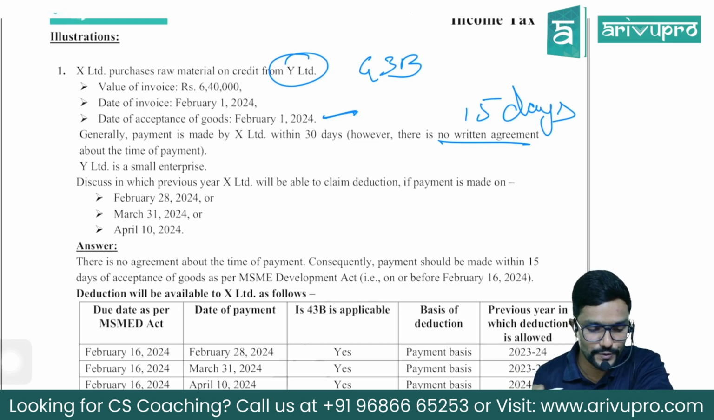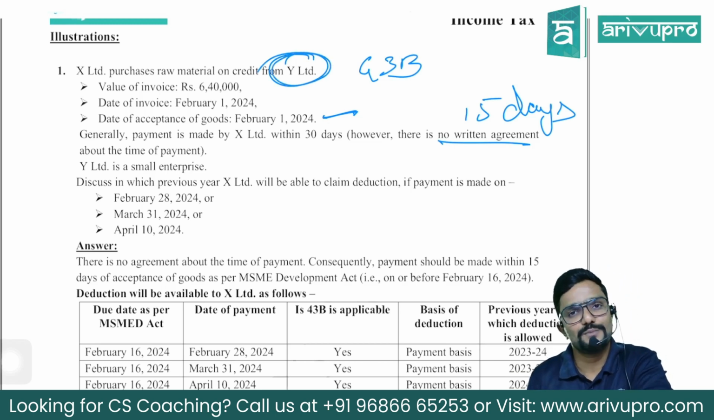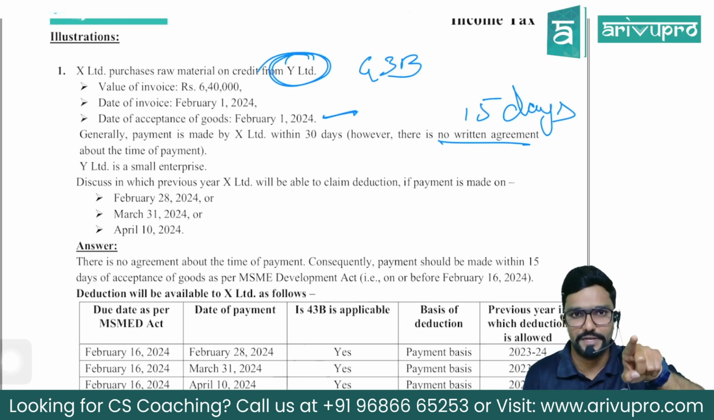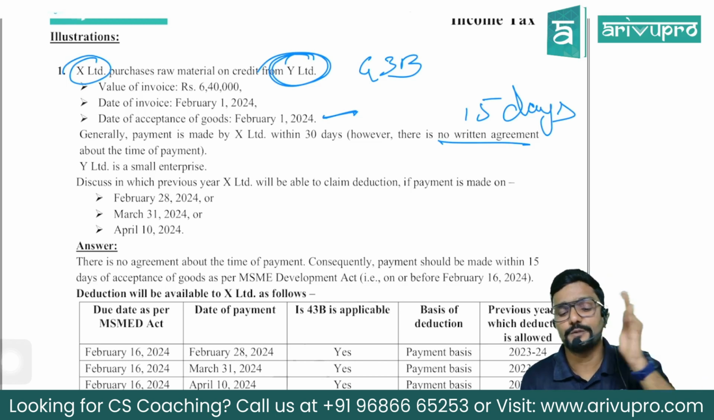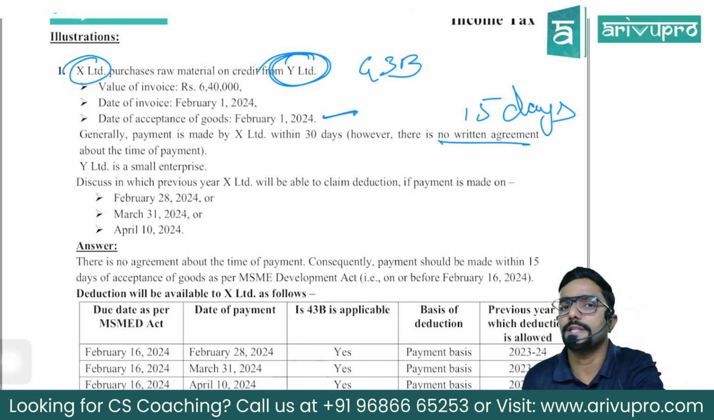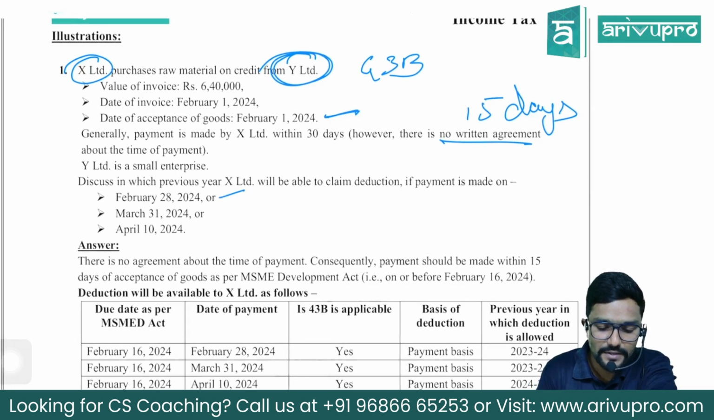Acceptance of goods. Y Limited is a small enterprise, it seems. Is section 43B applicable? Yes. For whom? X Limited. So for whatever payment X Limited is supposed to make to Y Limited, section 43B is applicable. Discuss in which previous year X Limited will be able to claim deduction if payment is made on. They have given 3 different scenarios: February 28th, 31st March, April 10th.